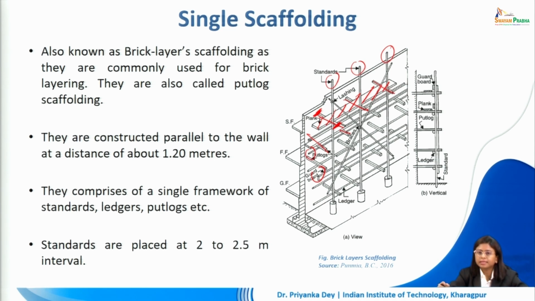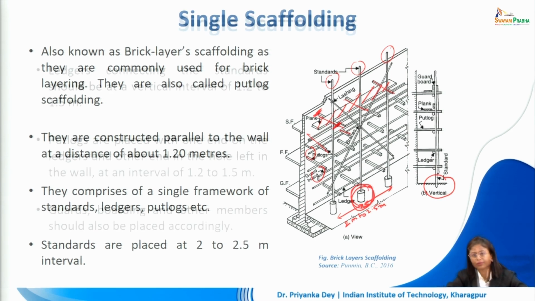Standards in this case are placed about 2 to 2.5 meters apart. So that means if I go along the wall, this distance will be 2 meters to 2.5 meters. The standards can be embedded directly into the ground, or we can use some drums to support them. So if one sees the elevation, we see the usage of drums, whereas here in the section we can see how standards can also be embedded directly into the ground.